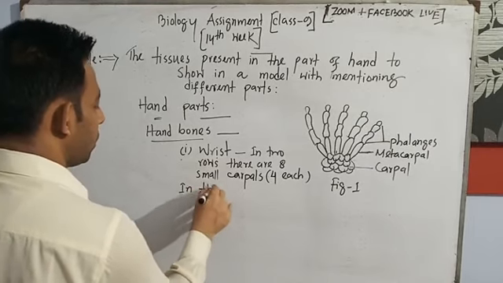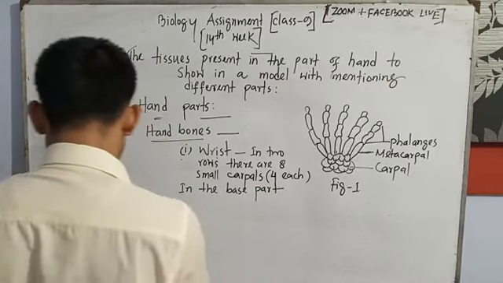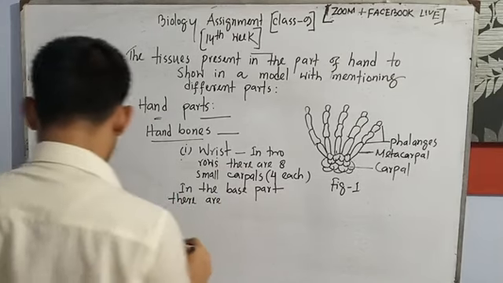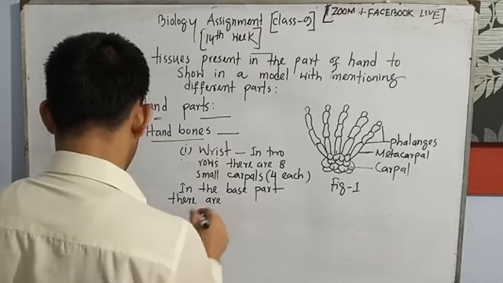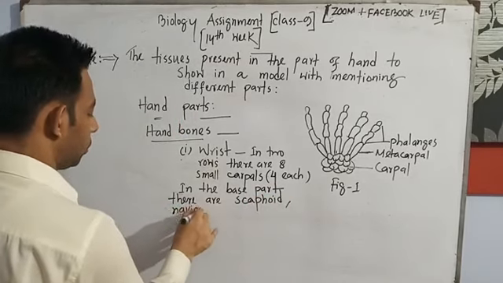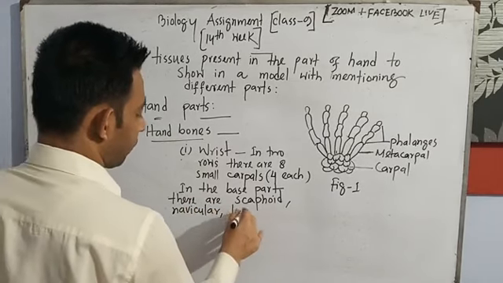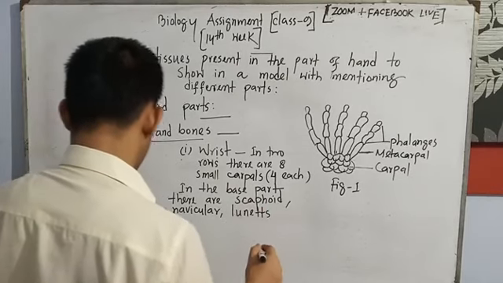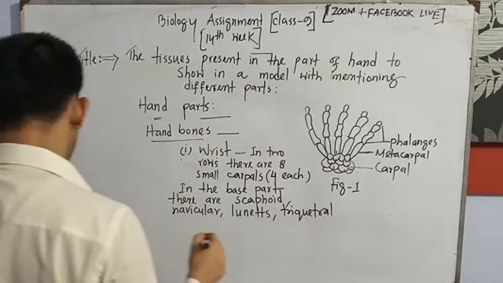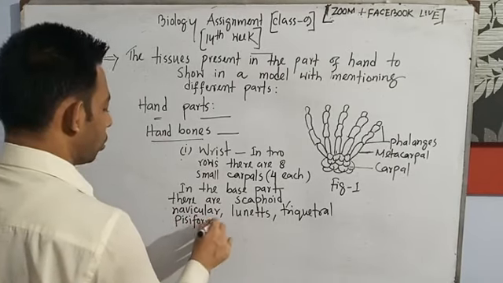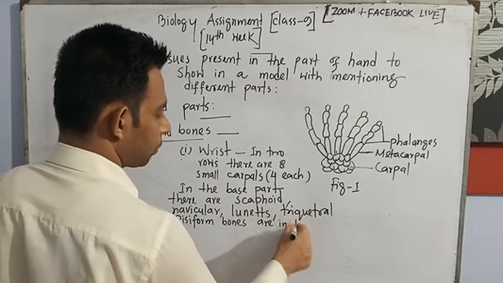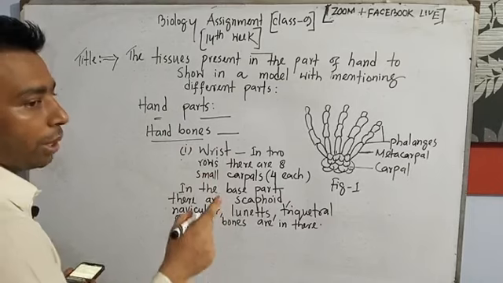In the base part, there are scaphoid, navicular, lunate, triquetral, pisiform bones. So wrist, we try to understand about the wrist.